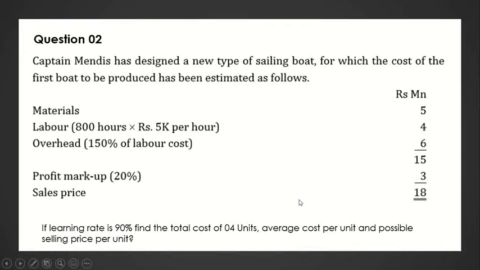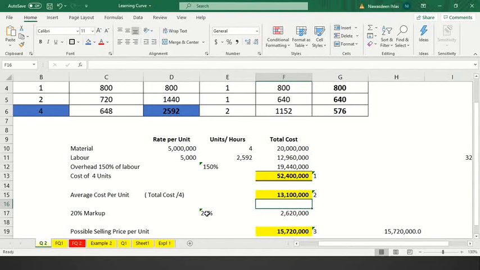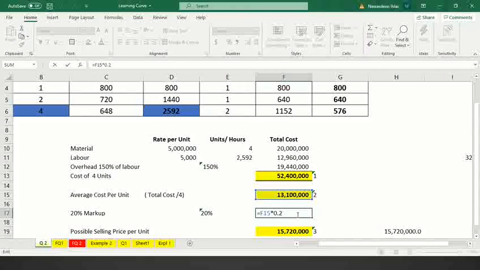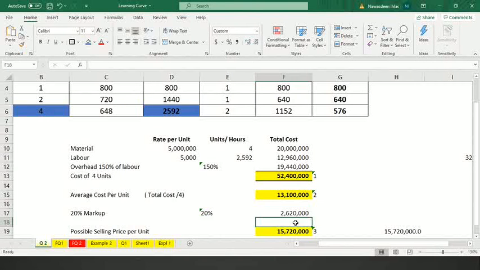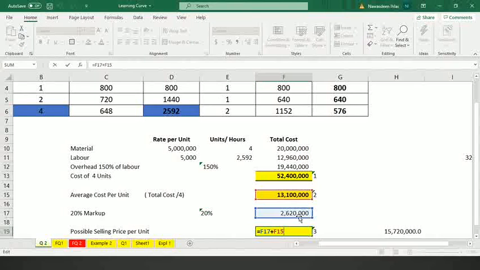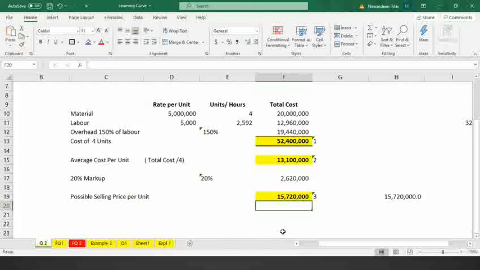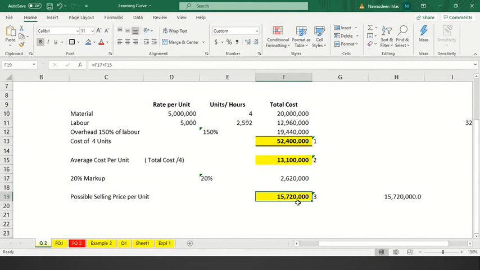Then they are asking the possible selling price. Possible selling price will be, we want to add the 20% markup to our cost. So our markup percentage 20%, which means this is our cost per unit. So markup will be 20% on our cost. If we add the profit to our cost, we can get the selling price. So here you can see possible selling price per unit or per boat will be 15.72 million.